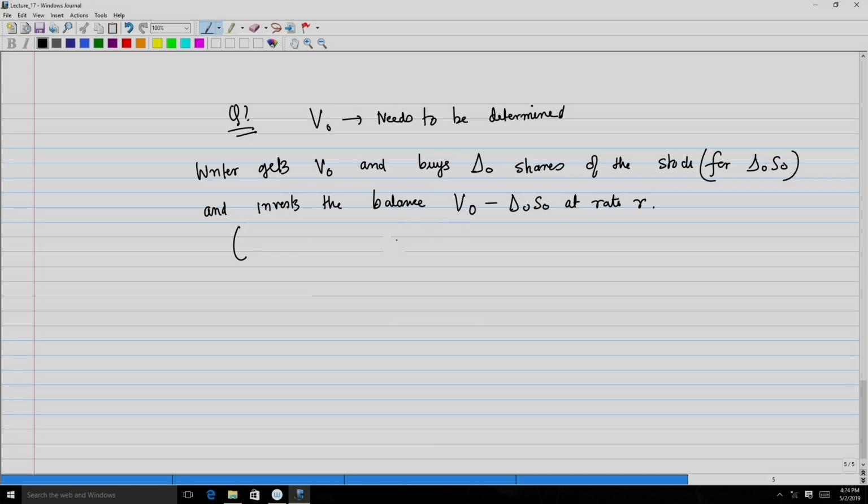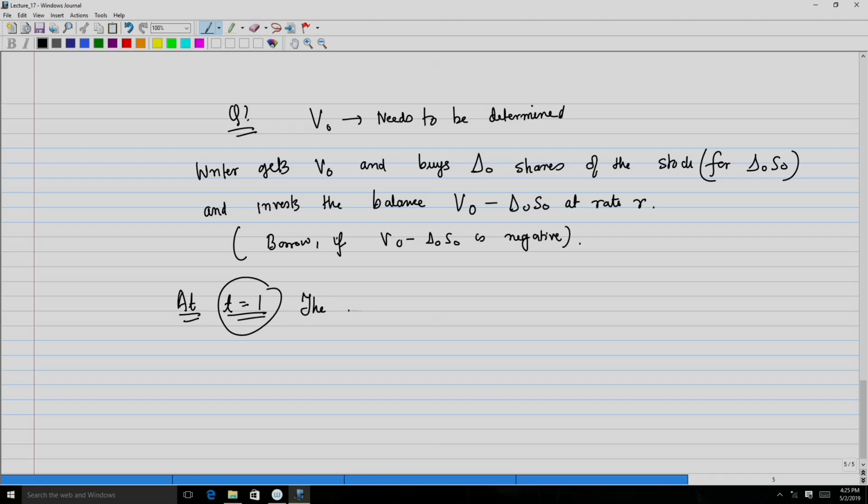And of course, if V naught minus delta naught S naught turns out to be negative, it will mean that you have to borrow, just as we had seen in the numerical example that we saw in the last class. Now, what happens at time t equal to 1? The argument will follow more or less on the lines of what we have already done in the single period model.